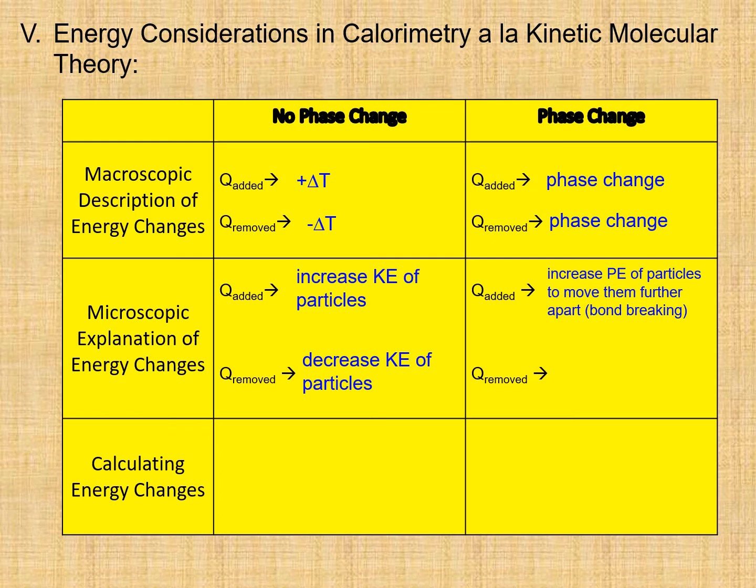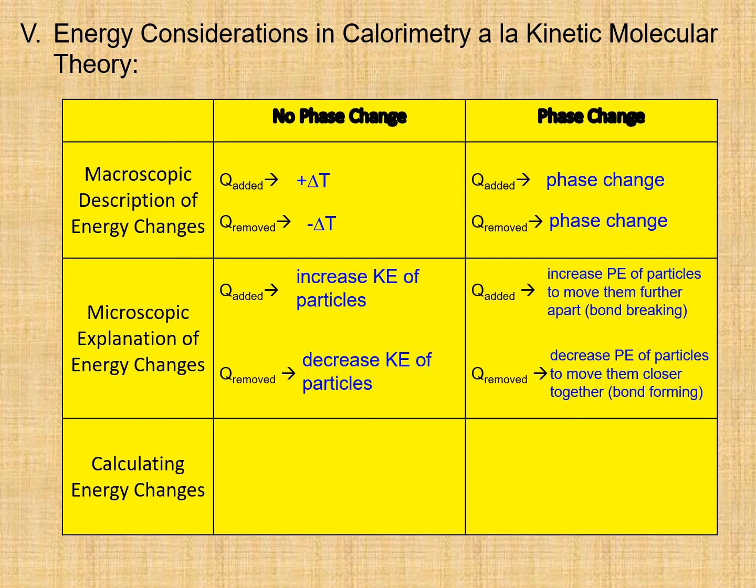Likewise, when heat is removed from an object, the temperature doesn't drop during a phase change, and we can say the opposite. We can say that the particles are losing potential energy in the process of them moving closer together. We think of this as a bond forming process.